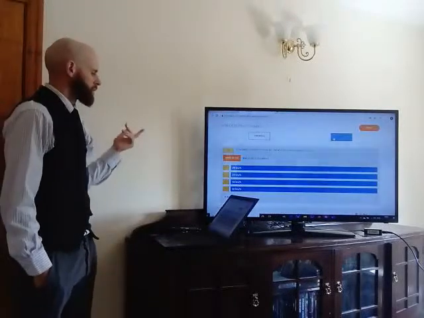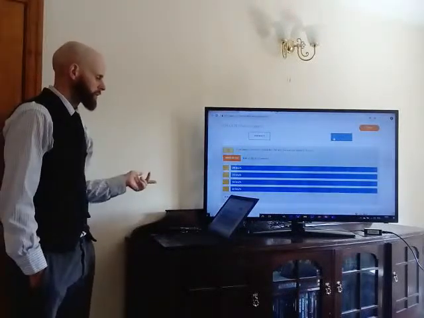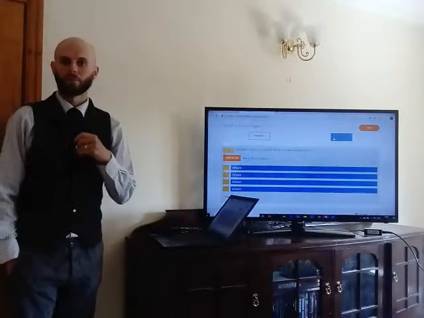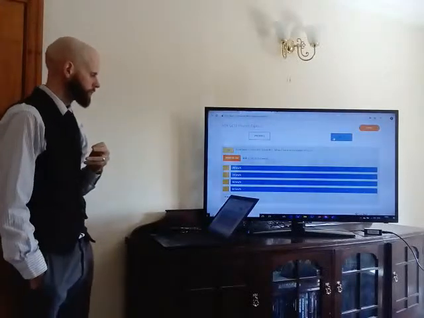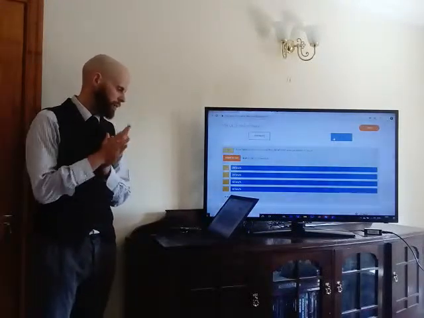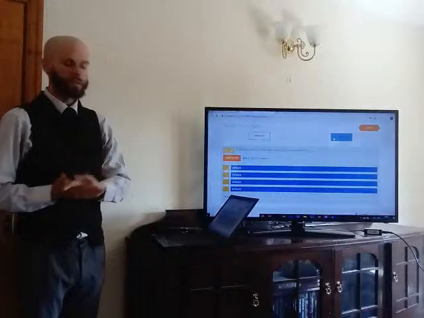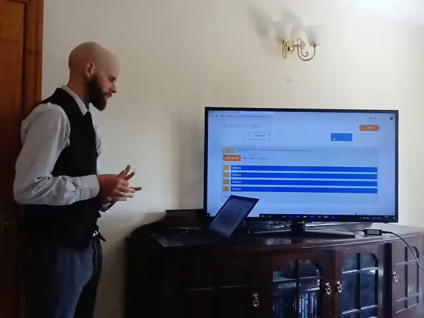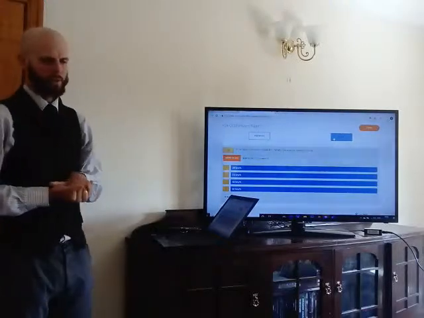A car takes 5 minutes to travel 4 kilometers. What's the average speed of the car? Choices are 20 kilometers per hour, 24 kilometers per hour, 48 kilometers per hour, 60 kilometers per hour.